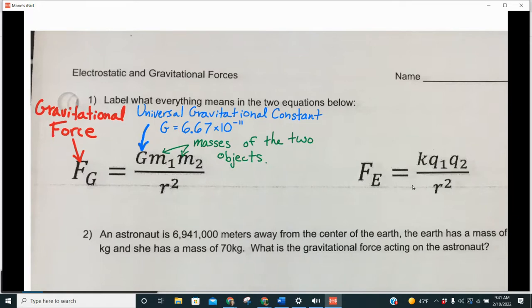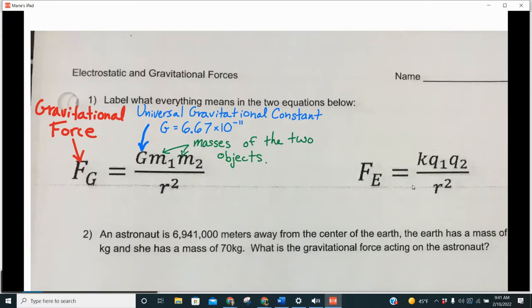Now, 3 times 2 is the same thing as 2 times 3. I say that because it does not matter which order you put in the numbers when you go to calculate it. Because I could do 3 times 2 or I could do 2 times 3. I'm still going to get 6. And so it does not matter which one is M1 and which one is M2. And then we get to this R squared.